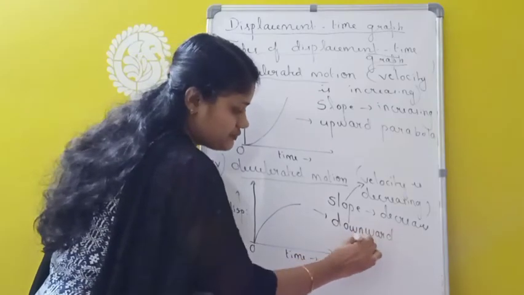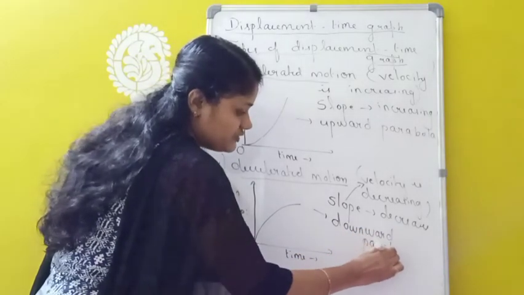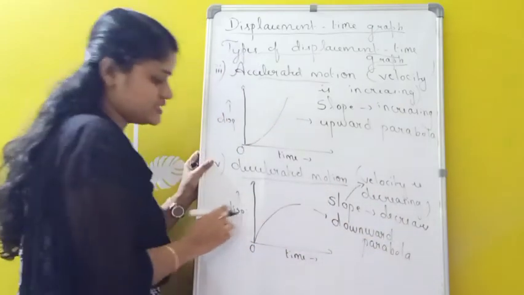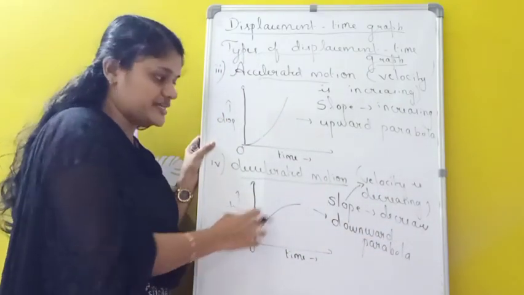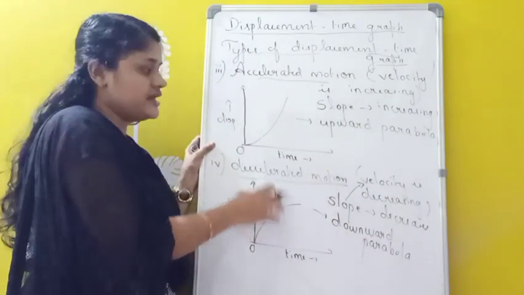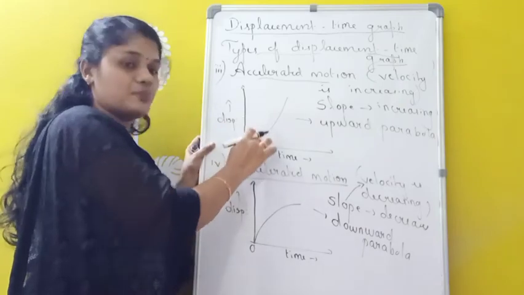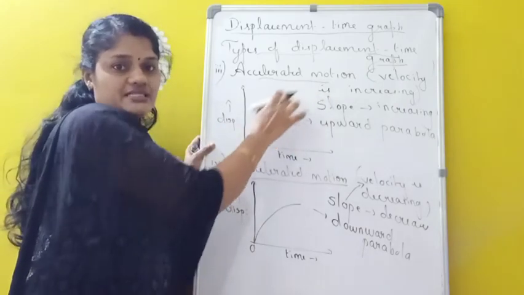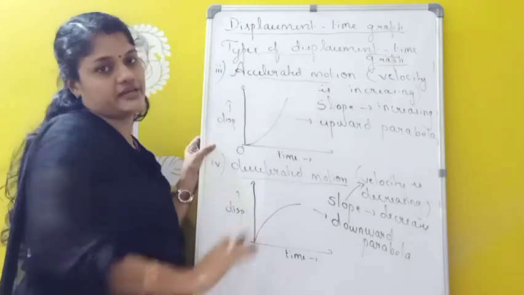Downward parabola. So whenever the displacement time graph is a downward parabola, it shows that velocity is decreasing. And whenever the displacement time graph is an upward parabola, it shows that velocity is increasing, slope is also increasing.